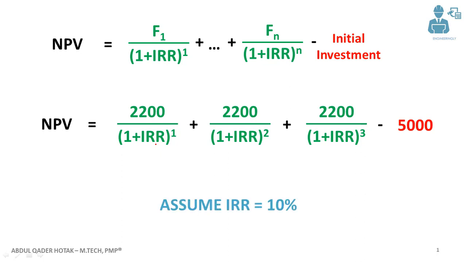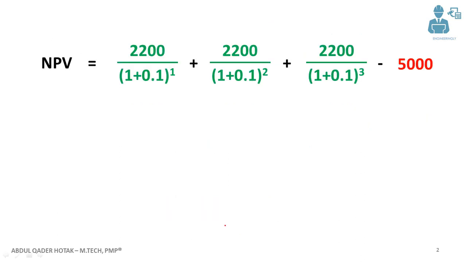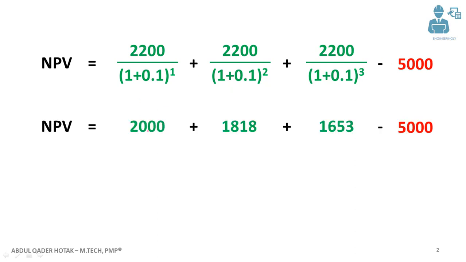Assume any percentage for the IRR. For example, in our case, we will assume the IRR at our first trial to be 10%. Once we assume that, the net present value now will be 2,200 divided by 1 plus IRR, or 10%, which will equal 0.1, to the power of 1 for the first year, to the power of 2 for the second year, and to the power of 3 for the third year, minus $5,000, which was our initial investment. This value will be $2,000, this will be $1,818, and the next one will be 1,653 minus 5,000. The difference will be $471, which is way bigger than zero. So 10% is not the IRR.